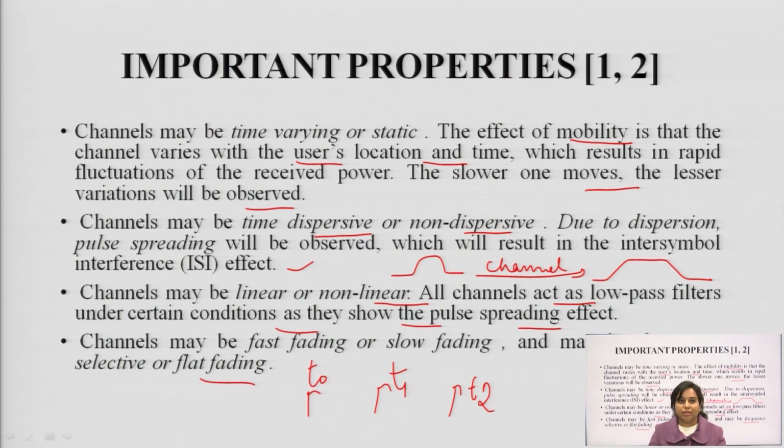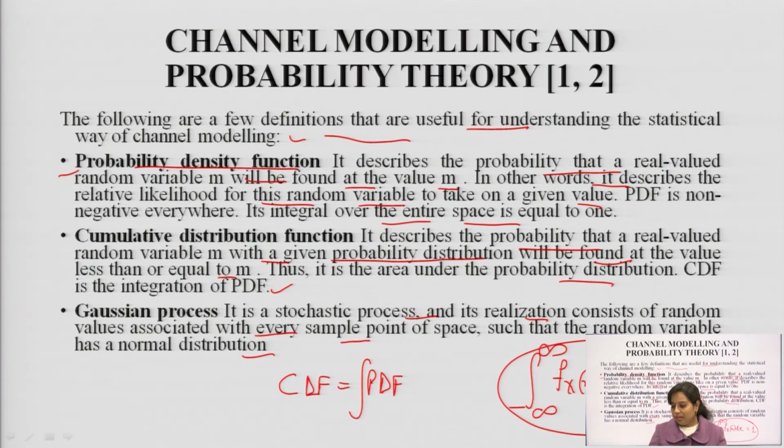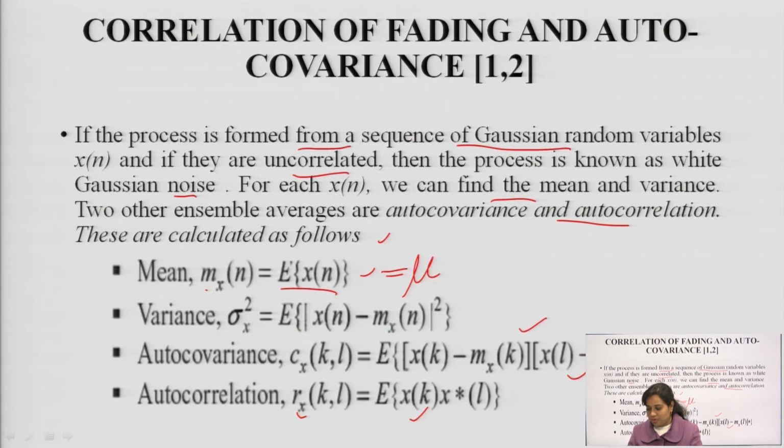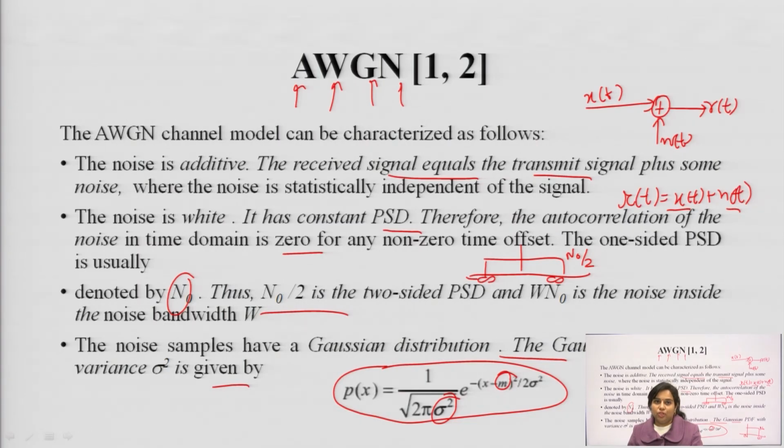Then some properties are there, like it can be time varying, it can be time dispersive or not, it can be linear, it can be flat fading, different fadings are there. Then we have seen three important terms: probability density function, cumulative distribution function and Gaussian process. PDF and CDF are related to each other in terms of integration and differentiation. Then some important terms are mean, variance, autocovariance and autocorrelation, where we have also seen the correlation coefficient. Then AWGN noise, which has its own Gaussian distribution function, which constitutes mean and variance.